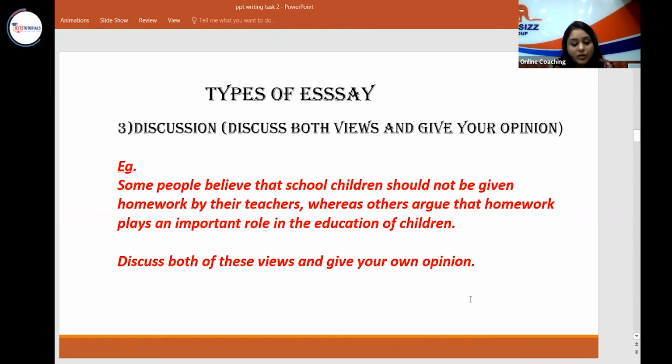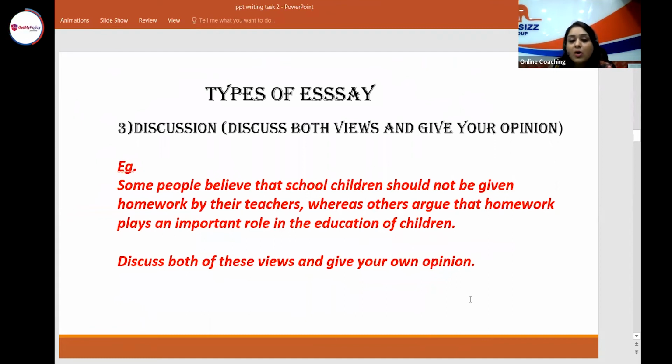So what you have to do is write the introduction part. Then you go with the body paragraph in which you support view 1, that some people believe that school children should not be given homework by their teachers. You put that in body paragraph 1. In body paragraph 2, you argue that homework plays an important role in the education of children. This is your view 2. And then you give the conclusion.